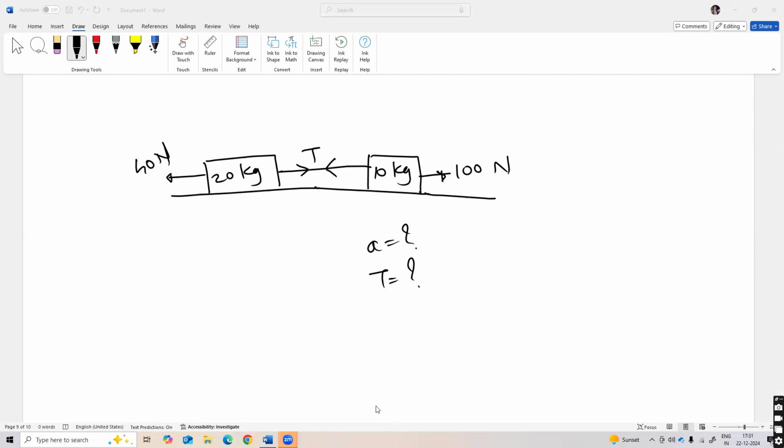Okay, acceleration is 2 and tension is 60. And you got acceleration as 2 and tension is 80. We'll see the answer. Okay.